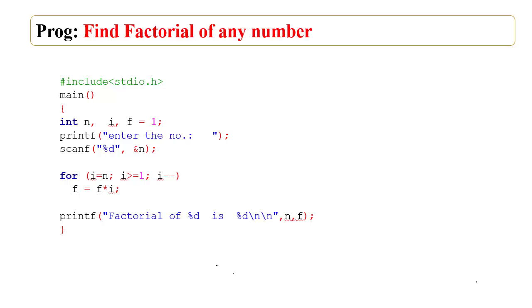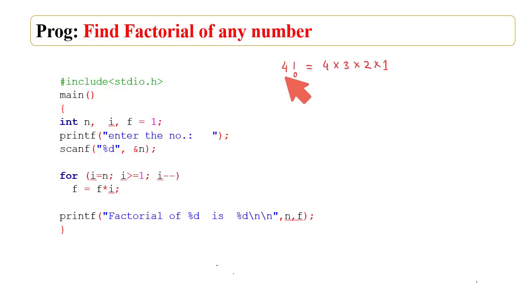How to write a program to find the factorial of any number. What is the factorial of any number? Say a number is 4. Now the factorial of 4 is equal to 4 into 3 into 2 into 1. Now how will we write the program? Here we need the values 4, 3, 2, 1 like this.